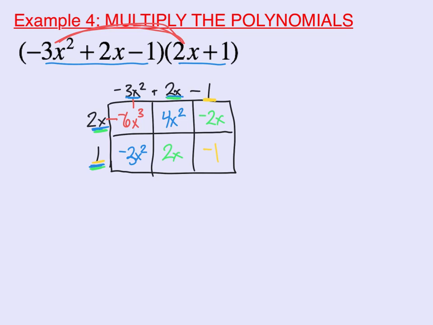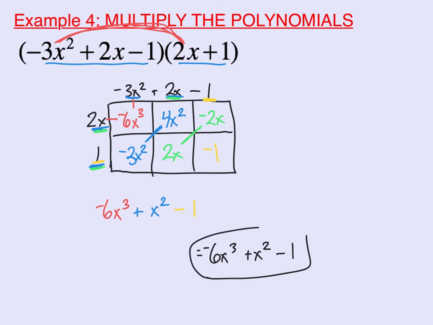So then I have all my terms, and notice I can combine my like terms. All right, the negative 6x to the third is first. Then in blue, notice right there, I get to combine those. I'm going to have plus 1x squared. In green, those end up being just canceled out. A negative 2x and a positive 2x make 0. And then I have my minus 1. So then the answer would be negative 6x to the third plus x squared minus 1.